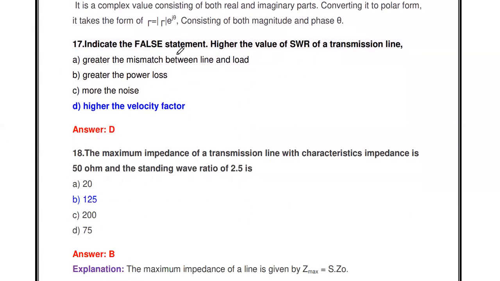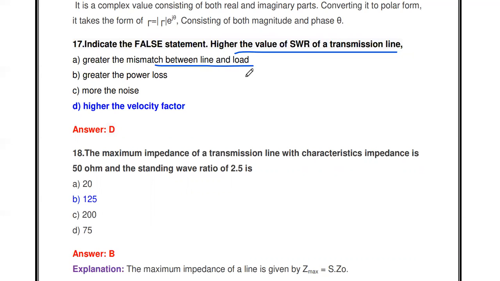Then the next one: indicate the false statement. Higher the value of SWR of a transmission line, dash. Okay, if the SWR value is high, which statement is wrong? Greater the mismatch. Yes, if the SWR, standing wave ratio, is very high, it means the mismatch between the load and line is greater. This is the correct statement.